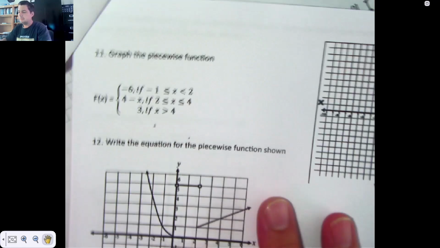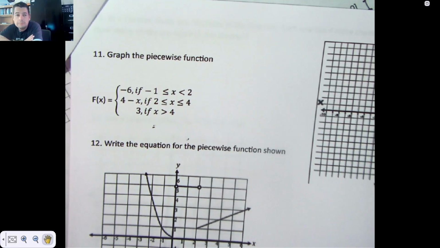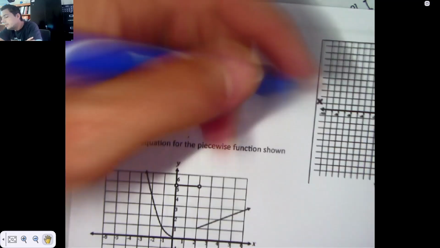Only 2 people from second period even tried number 11, and none of them got it right. So it is what it is. And I don't know how to fix that. I just don't know how to fix that. I taught this with tables.